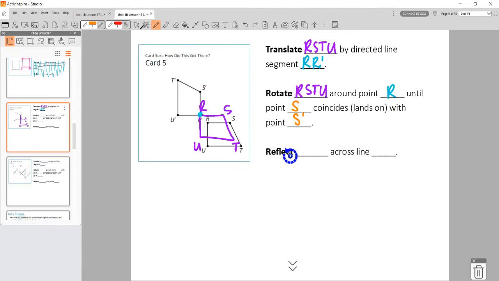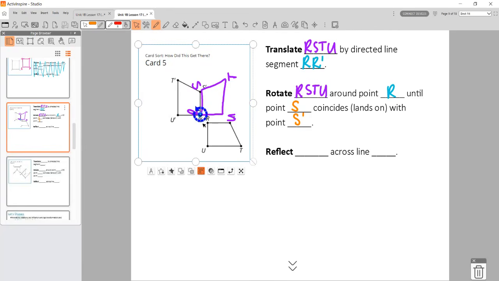And the nice thing about this, you don't even care what direction, because you're just saying keep rotating it until S lands on S prime. So if I go counterclockwise, I'm moving it until then. Or if I go clockwise, I'm just doing it until S lands on S prime. So now the direction of your rotation really doesn't matter because you're saying do it until you get there.